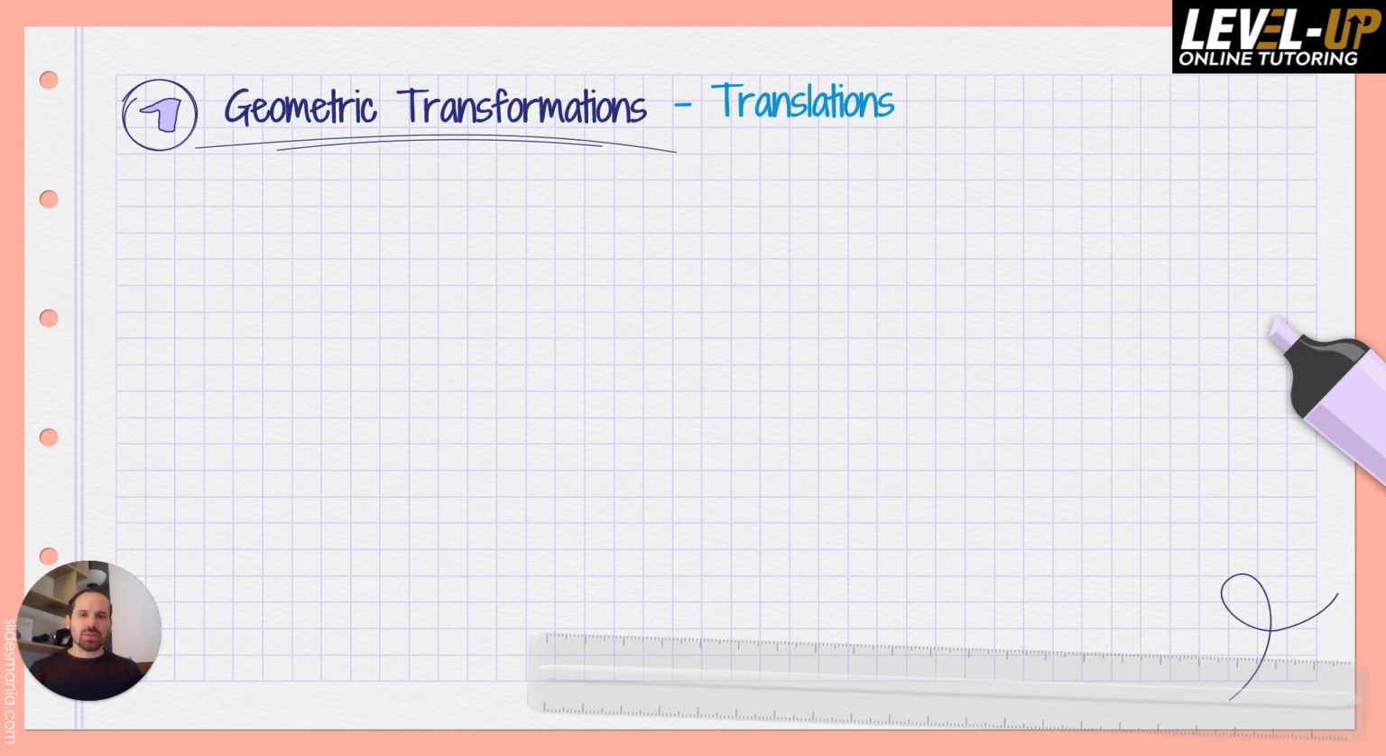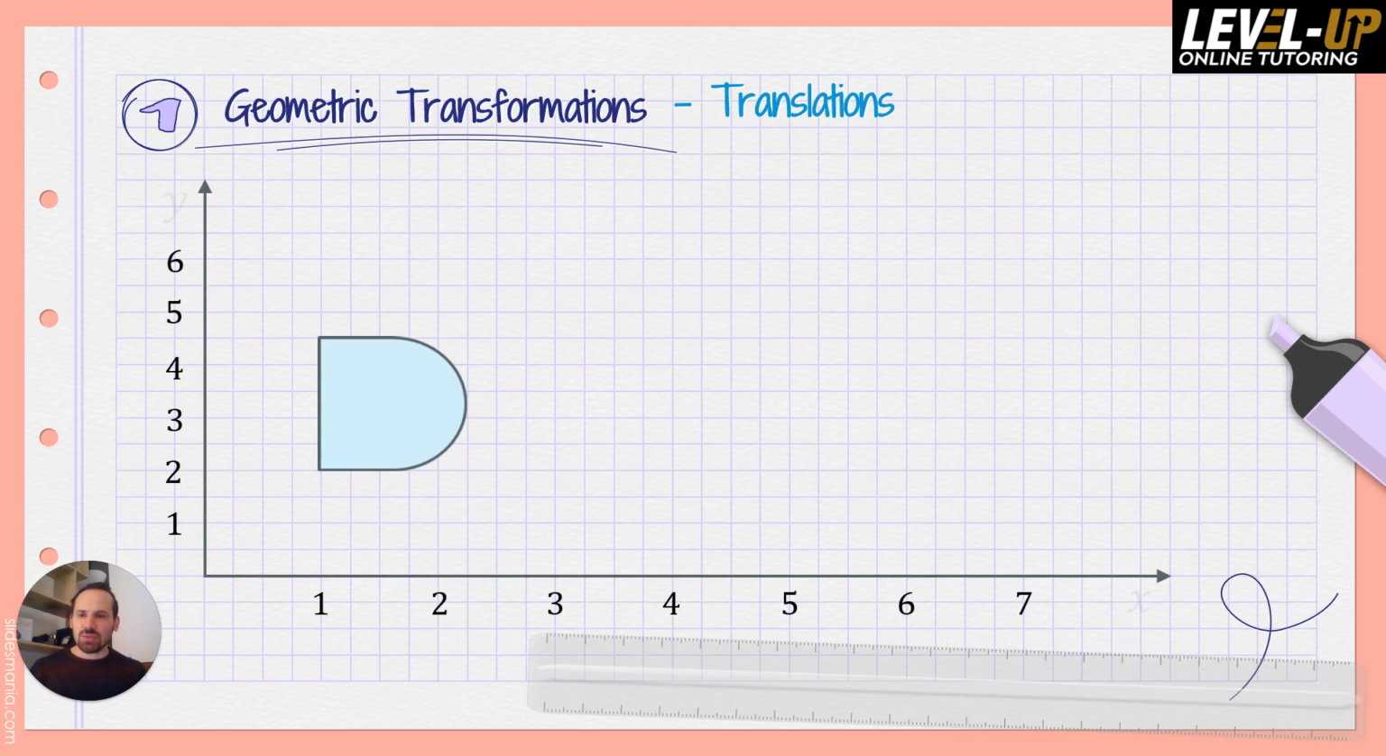So first of all, what are our transformations? So we're going to look at different keywords. The first one is a translation, which is very straightforward. When you move a shape, you're not even changing the shape, you're just changing its position. So this will typically apply when you've got some kind of coordinate system.